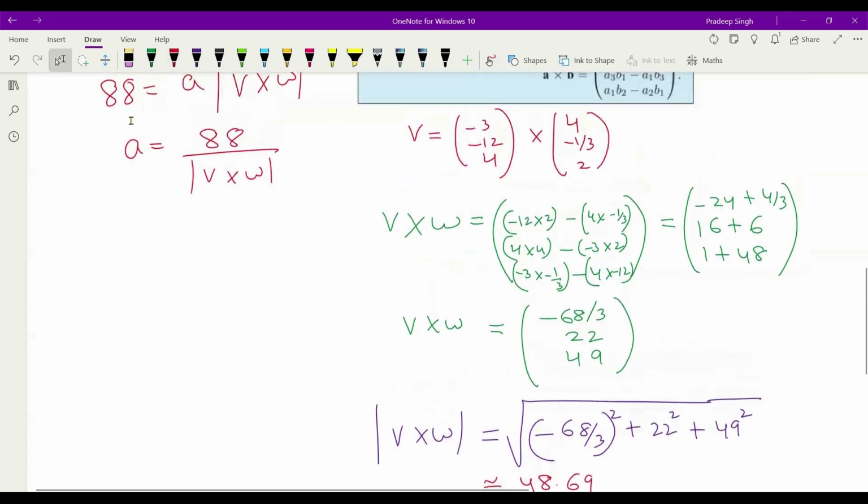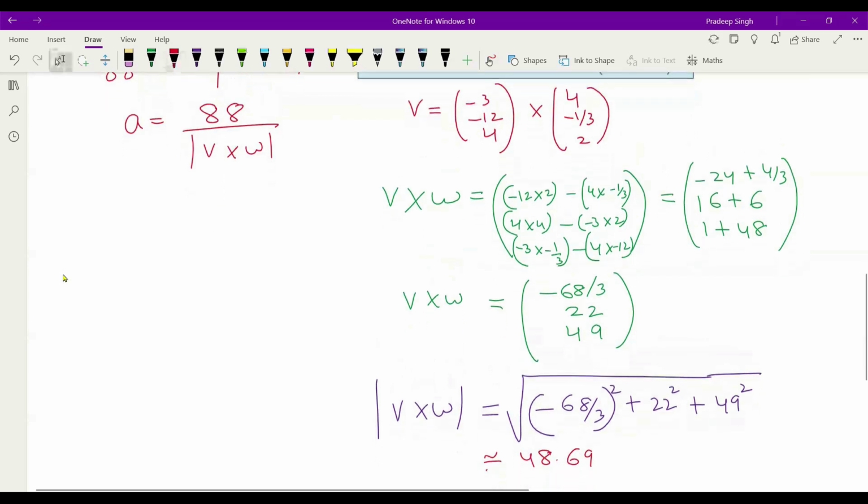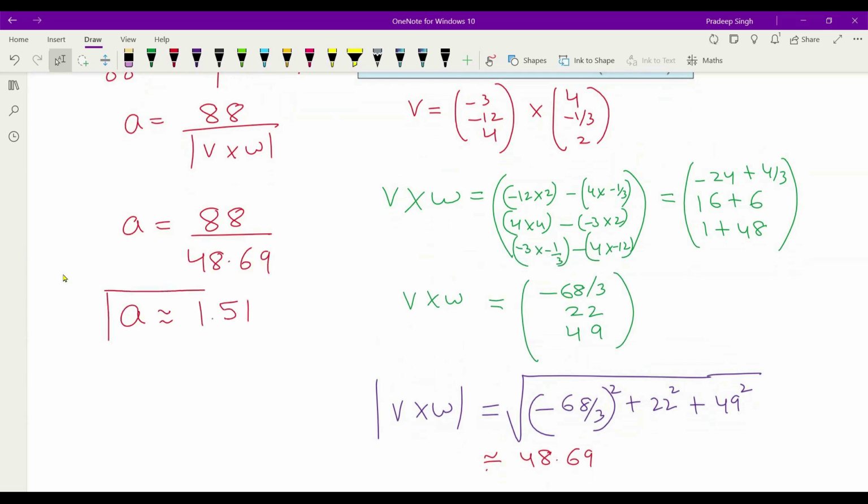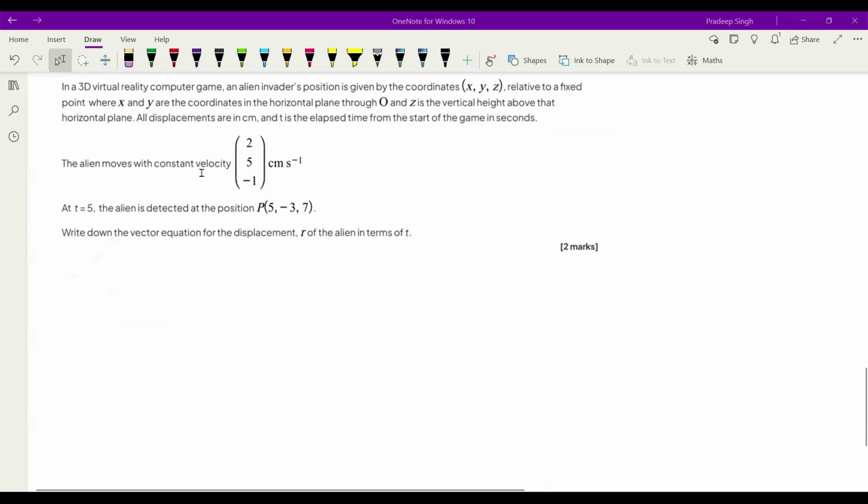Going back, we were supposed to find the value of A, which is 88 divided by the magnitude which we just found out. So A will be equal to 88 divided by 48.69. And if we solve this, we will get the value of A as approximately equal to 1.51. And that's the answer.